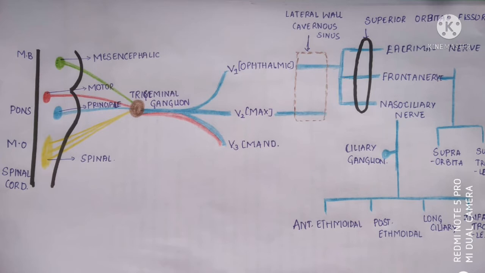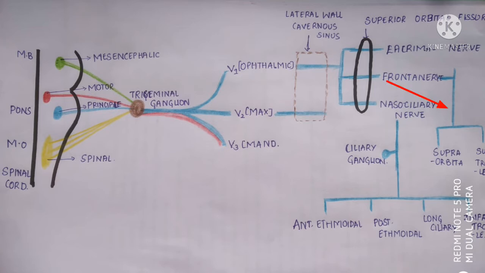The branches are lacrimal nerve, frontal nerve, and nasociliary nerve. Lacrimal nerve supplies the lacrimal gland, skin, conjunctiva, and it is the smallest nerve when compared to the other 2 nerves. Whereas frontal nerve is the largest nerve of the ophthalmic nerve.